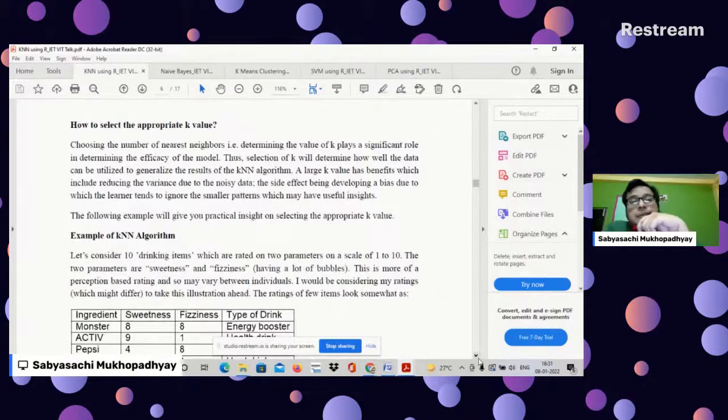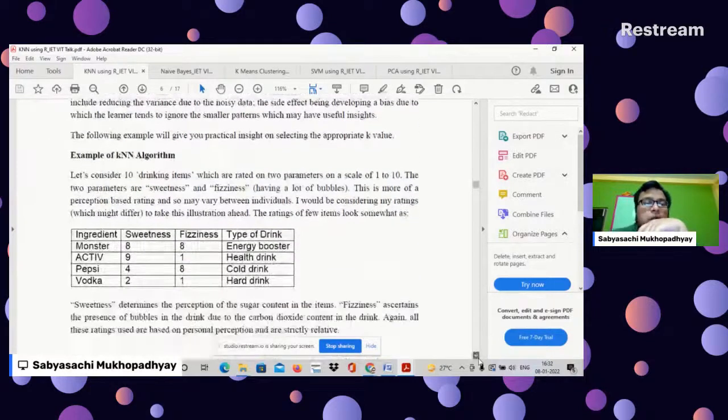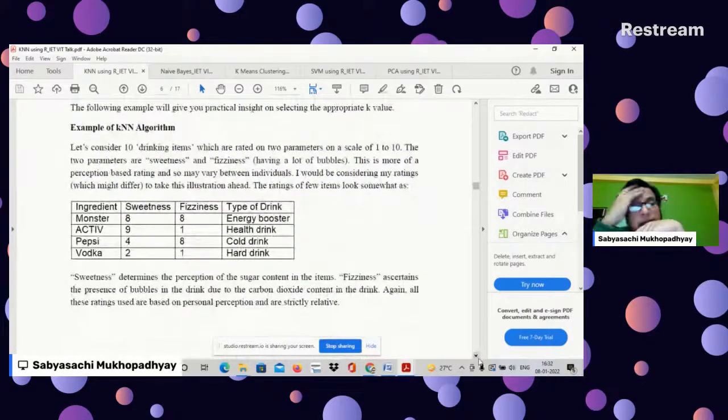So how to select the appropriate k value? Choosing the number of nearest neighbors, or determining the value of k, plays a very significant role in determining the efficacy of the model. Thus the selection of k will determine how well the model can be utilized to generate the results of the KNN algorithm. A large k value has the benefit that it can reduce the variance due to noisy data. Okay, so let us explore one particular example of the KNN algorithm.